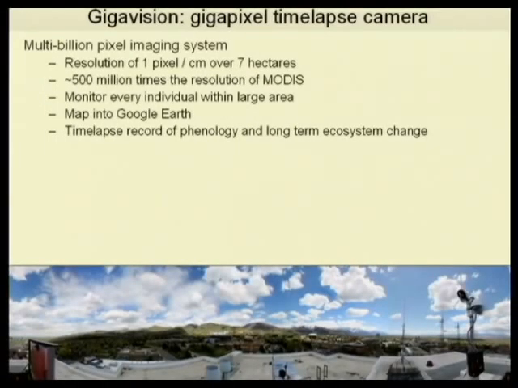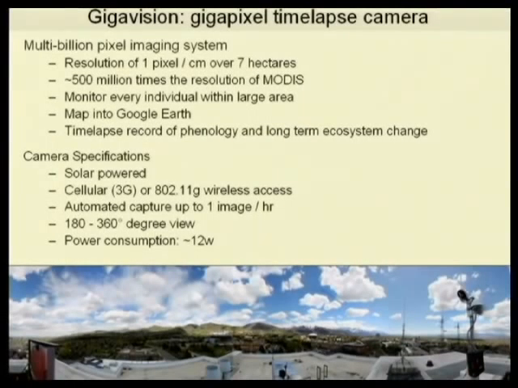So we built a camera. It shoots a resolution about 1 pixel per centimeter over the 7-hectare area. We actually have 3 of these, but I'm mainly focusing on the one that we've done most of the data collection on. This is about 500 million times the resolution of MODIS satellite. And you can really actually look at every single individual in the picture. And we're working to find tools to map that onto Google Earth and to figure out how to pull real phenological data out of it.